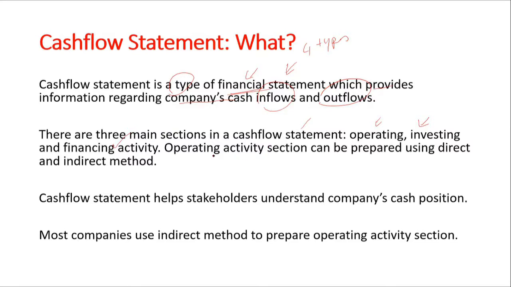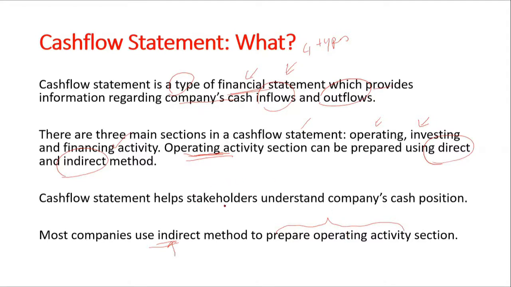There are two methods that a company can use to prepare an operating activities section, that is a direct method and an indirect method. Most of the companies use the indirect method to prepare the operating activities section. Some say it's easy, some say it's difficult. It's really a matter of judgment, I would say. So most of the companies use the indirect method.